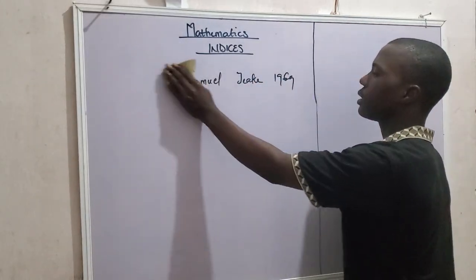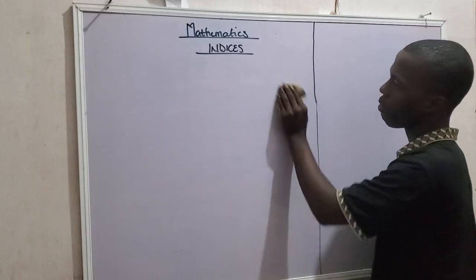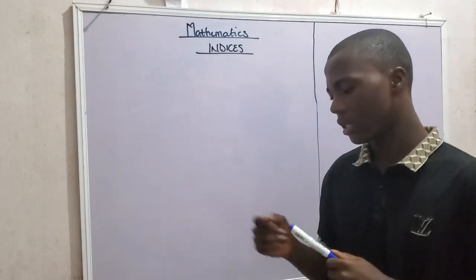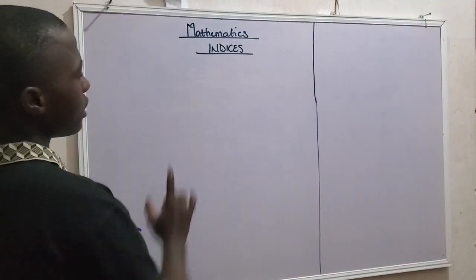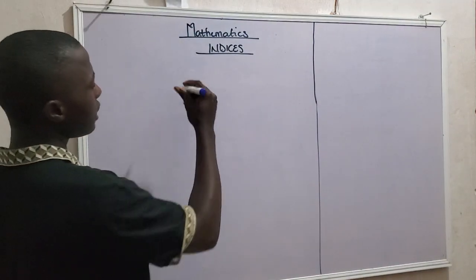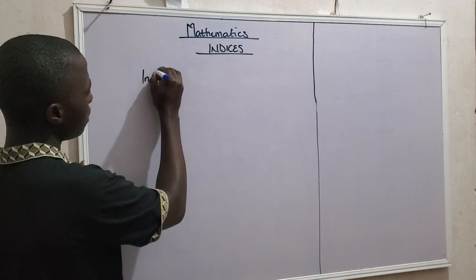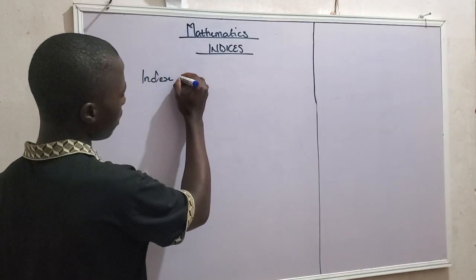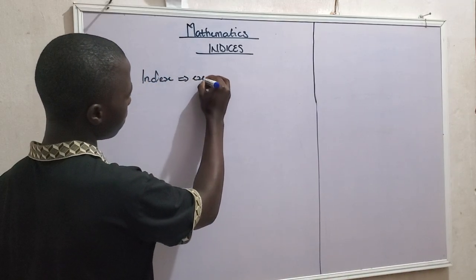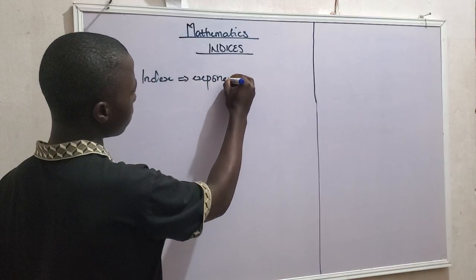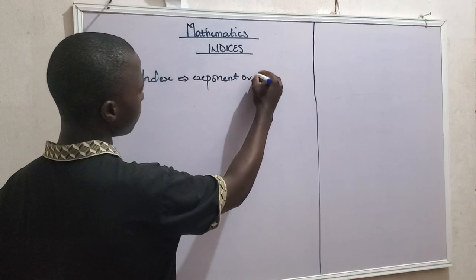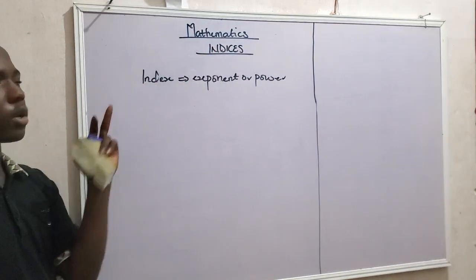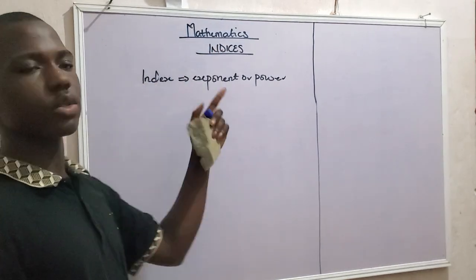So what does the word indices mean? Indices is just the plural form of the word index, and you can call it your exponents, or power. It's just the plural form of the word index, which is commonly known as your exponent or power.